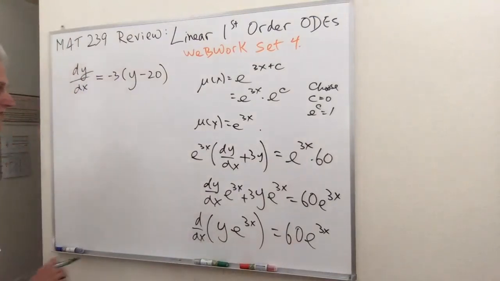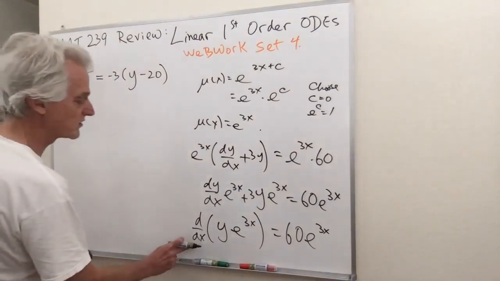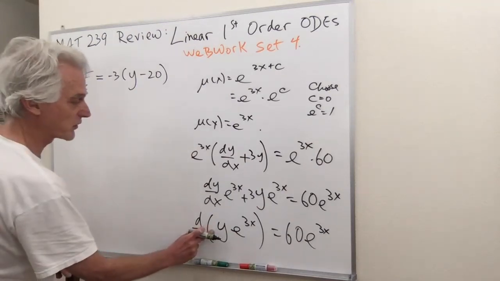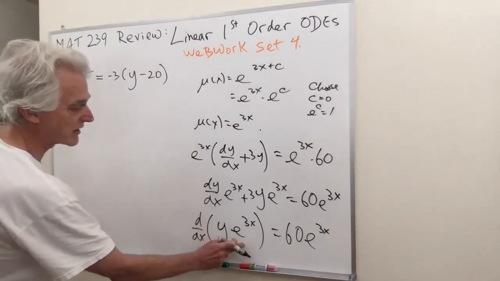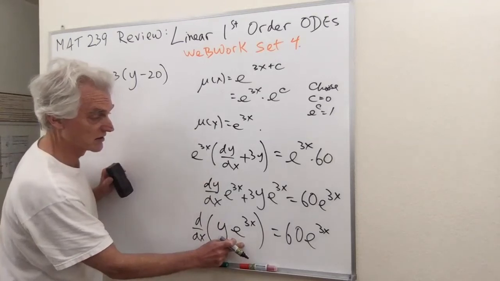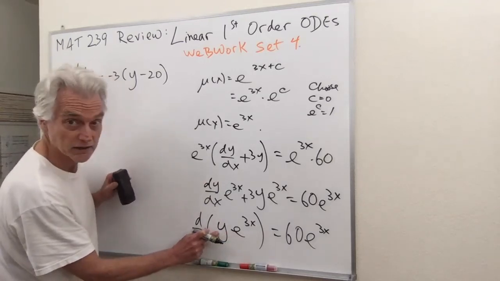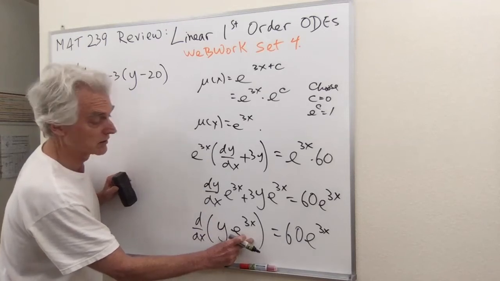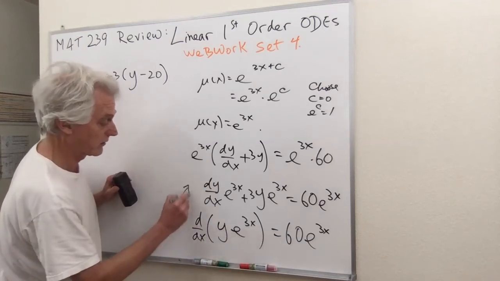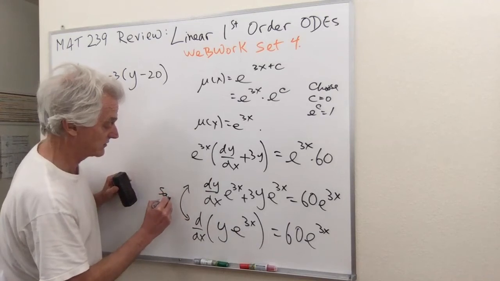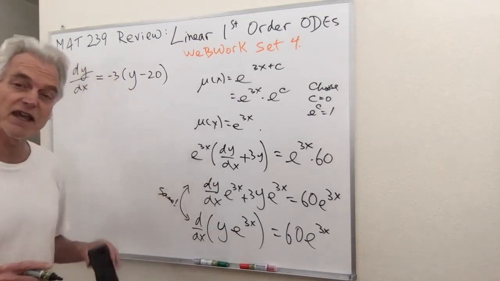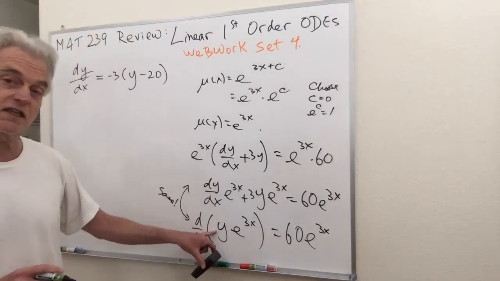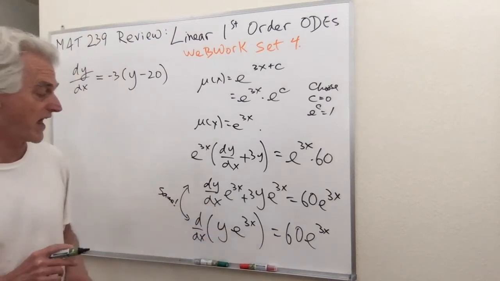Okay, let's keep going. What is the derivative of this from the product rule? The derivative of the first, dy/dx, times the second, e to the 3x, plus the first, y, times the derivative of the second, e to the 3x times 3. So check that these are the same. You don't have to write it down, but you should check it in your head. If I differentiate this using the product rule, I get that, right?